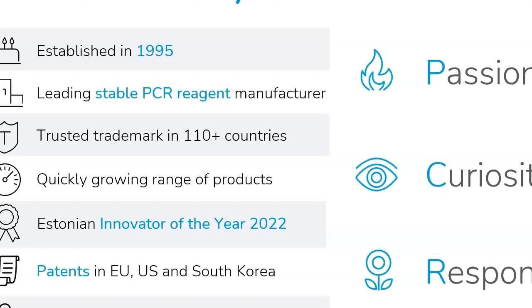Firstly, I would like to just quickly introduce who we are and what we do. We are a company located in Estonia, a beautiful and small, currently very snowy and cold Northern European country. The company was established in 1995, and we are a manufacturer of stable PCR reagents. We have partners all over the world in more than 110 countries, and we put a lot of focus and effort into product development and innovation. Last year, we were very lucky to also obtain the award of Estonian Innovator of the Year. We hold several patents, and we work under strict quality criteria to provide the best products.